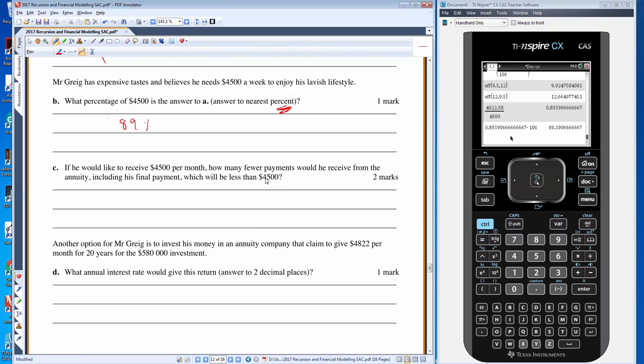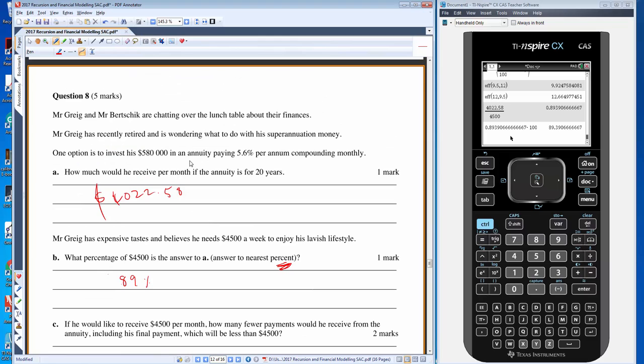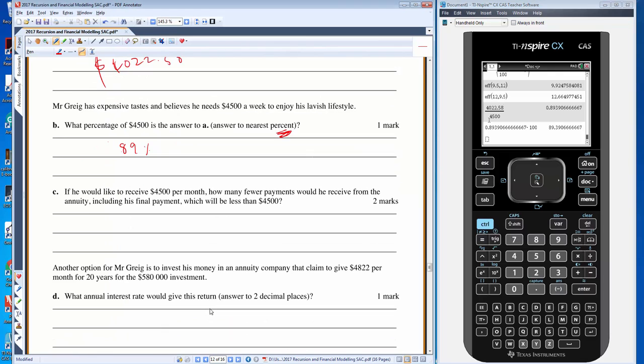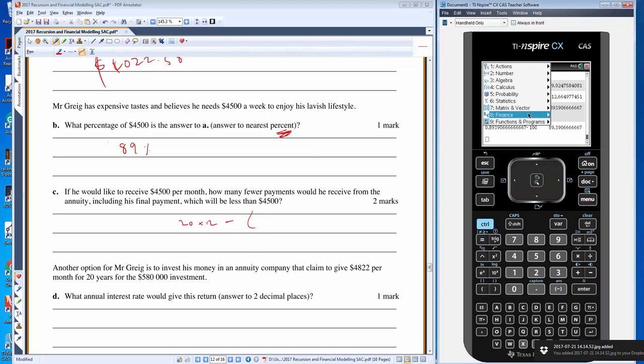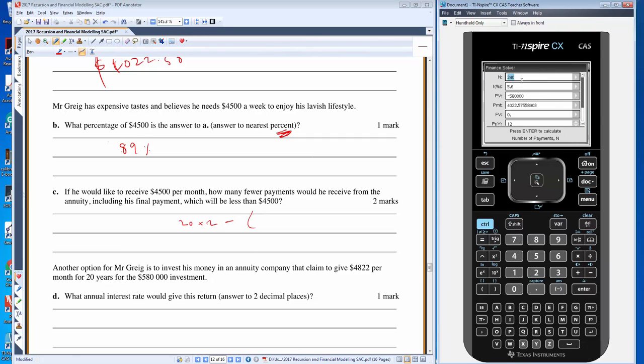Okay, all right. So what we're going to do here is we know that the original one ran for 20 years. So what we're going to do is compare that to the annuity that would give him more. So it's going to be 20 lots of 12 take away the number in the annuity if the payments are 4,500. So let's dive back into Financial Solver. This is the unknown. Now we know what the payments are, which is 4,500.